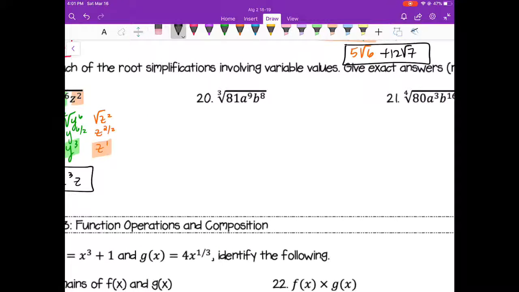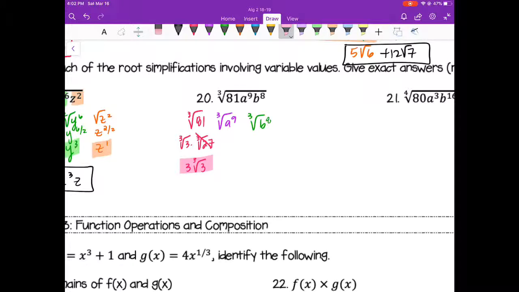Number 20, we again break this down. So I've got the cubed root of 81, I've got the cubed root of a to the 9th, and I've got the cubed root of b to the 8th. Cubed root of 81, that is almost perfect. Cubed root of 81 we call the cubed root of 3 times the cubed root of 27. We would make our factor chart if we're not quite sure. Our cubed root of 27 is just 3, so I have 3 times the cubed root of 3.